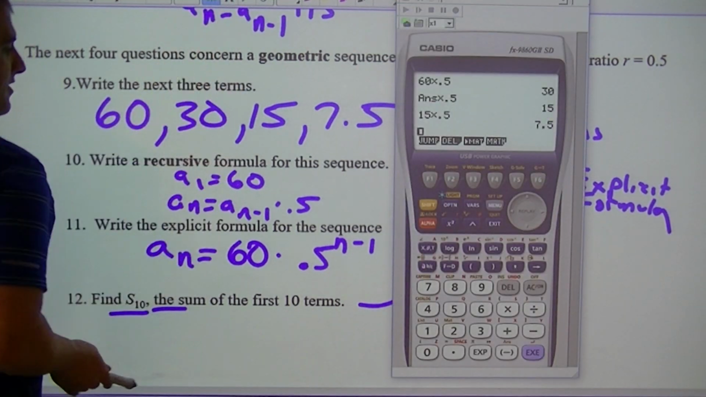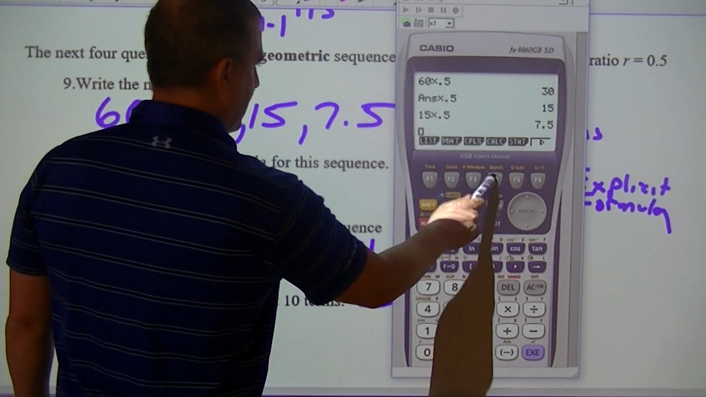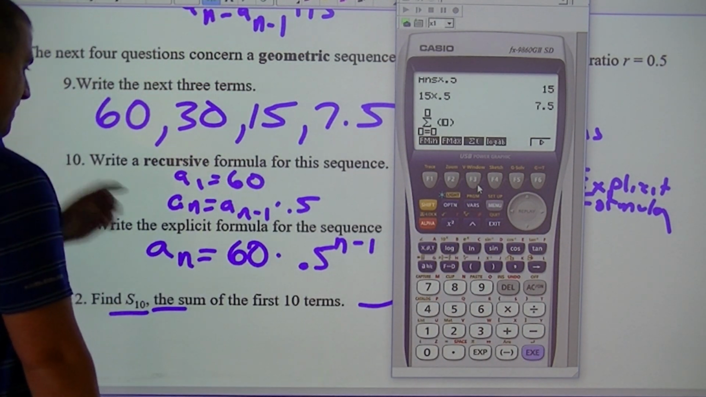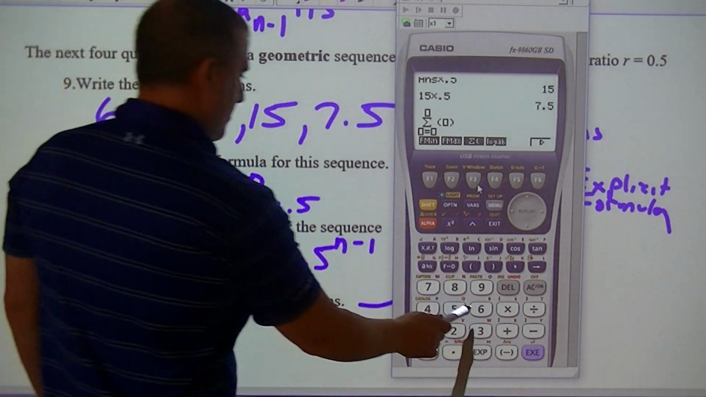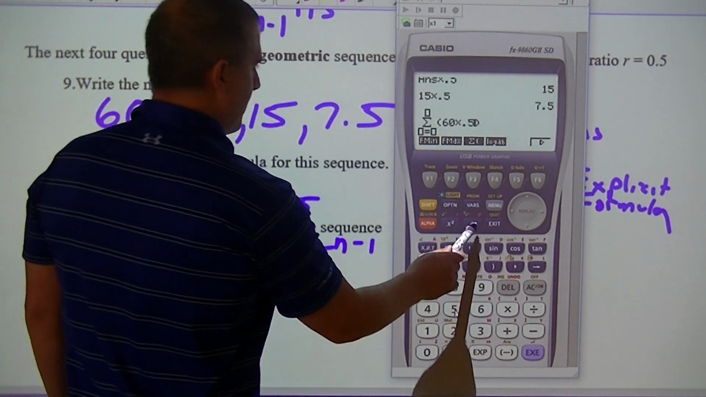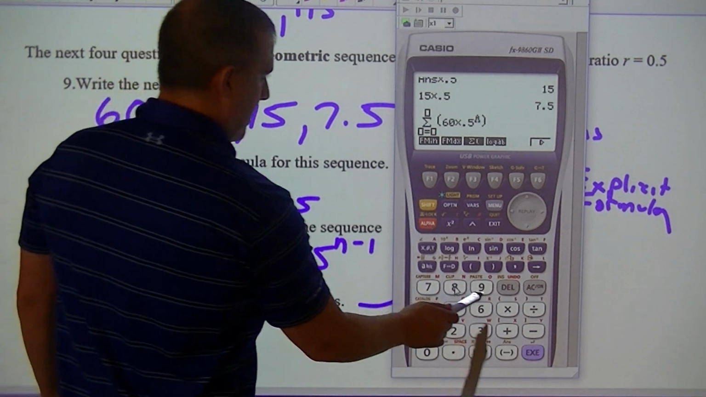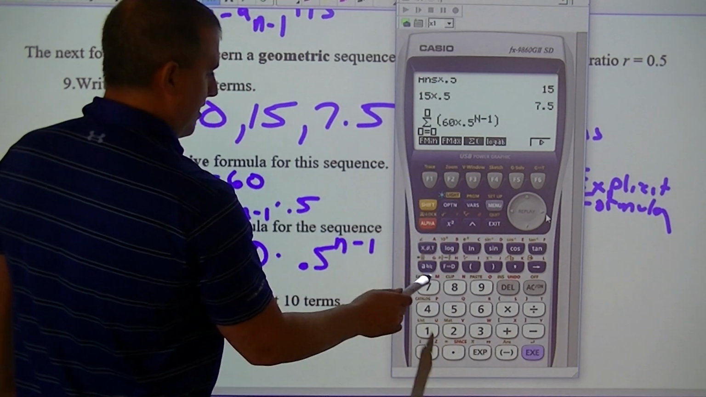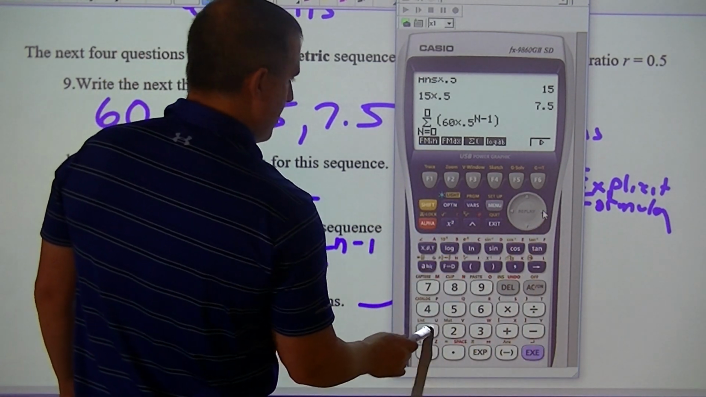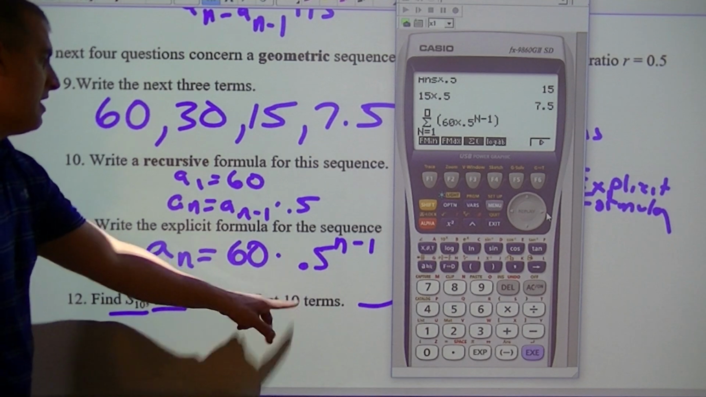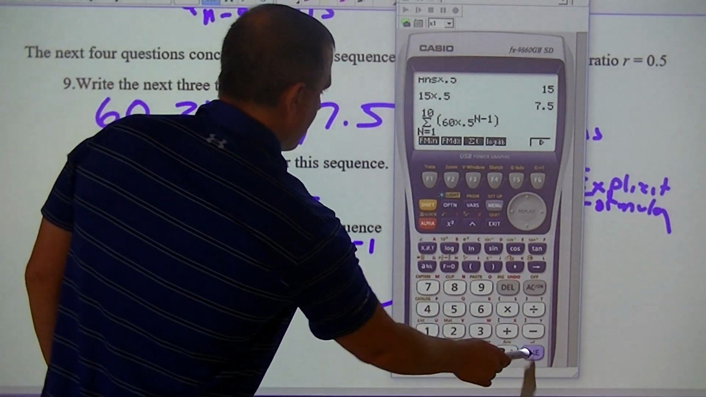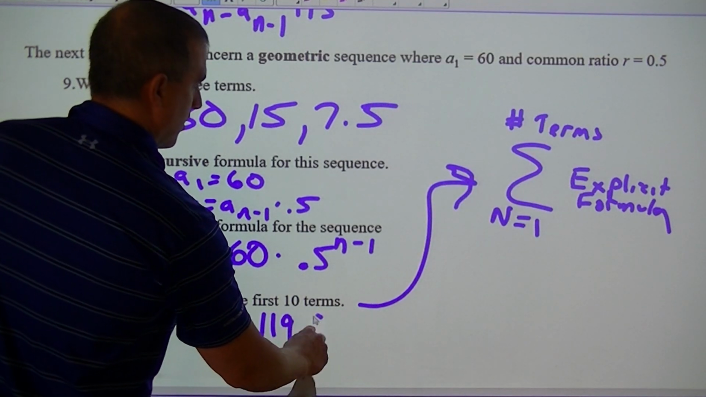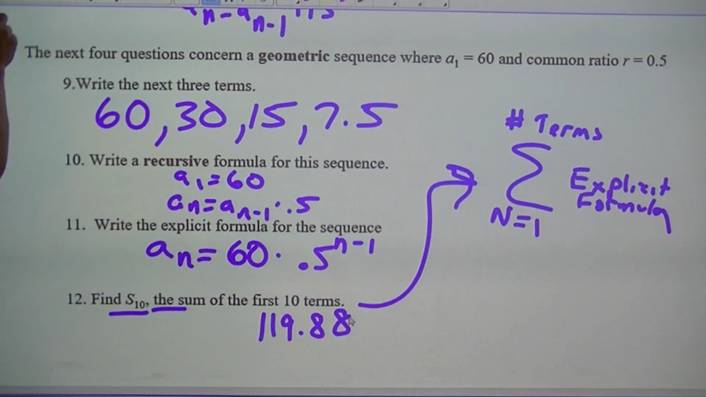So for this example, I go to Option, Calc, scroll on F6, E3. My formula goes in first. My formula would be 60 times 0.5, exponent, alpha n, minus 1. Then I hit over, and it drops down to that, alpha n, 1. Now the number of terms here is 10. So that's what I put there. And my answer is 1198.88. Okay, moving on.